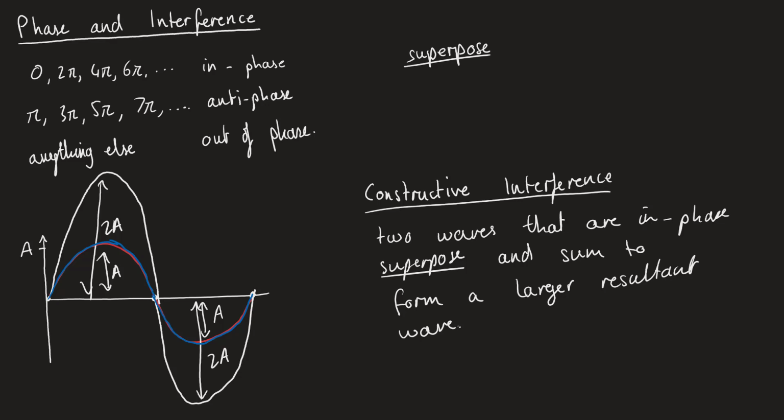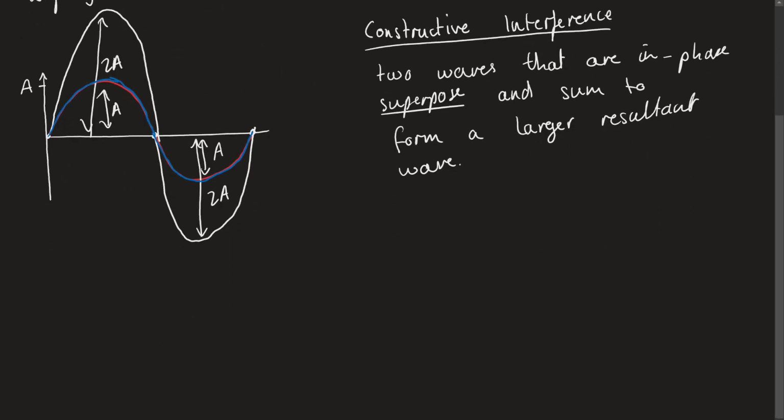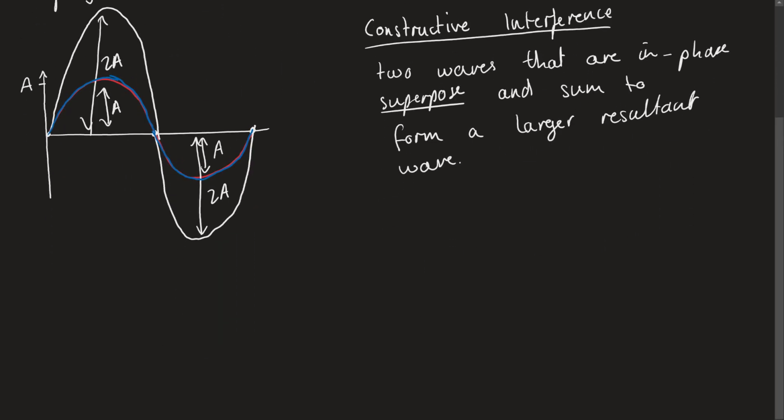Now let's look at what happens when things are in antiphase. This is constructive interference, I'm going to keep that there. Now let's have another graph down here. Now I'm going to do the same thing. First wave is going to be in red, and I'm going to draw it identical to what we just did.